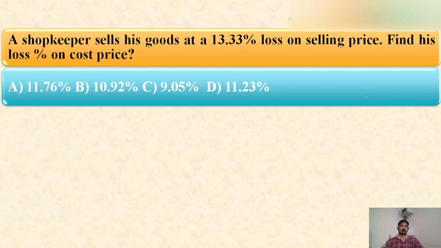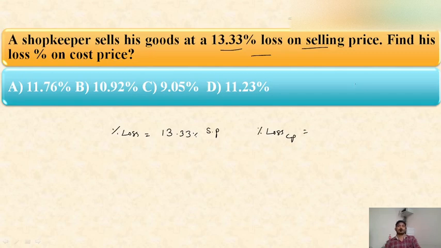And here is the next question. This kind of problem we already covered. Let us try to solve one more question. A shopkeeper sells his goods at a 13.33 percentage loss on selling price. So he gave a loss percentage of 13.33 percent on the selling price, and he asked us to find the loss percentage on cost price here.